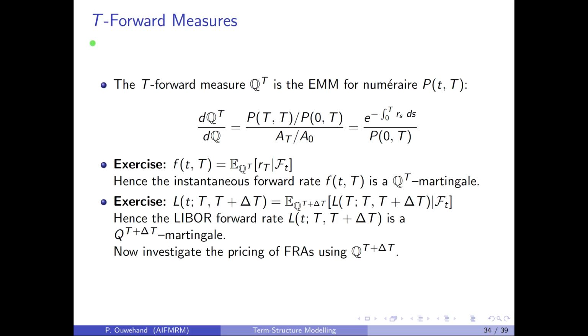To begin with, just a reminder about T-forward measures. Recall that the T-forward measure, denoted Q^T, is the equivalent martingale measure for the zero coupon bond with maturity capital T as numeraire. In other words, the Radon-Nikodym derivative of Q^T with respect to the risk-neutral measure Q is given by this ratio of asset prices, which you can easily see will simplify to the following. Notice here that the short rate r is stochastic.